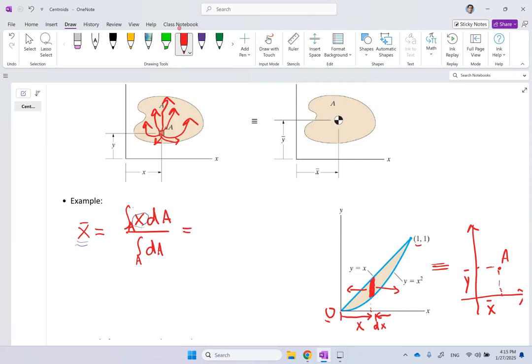I say this is equal to integral of x times... Now the question is, what's the area of this guy? So what is dA? What is the area of this small rectangle? Well, if I know the total height of this, if I call this total h, then h times dx, height times width, is the area of this shape. And you might say, well, that shape is not exactly a rectangle.